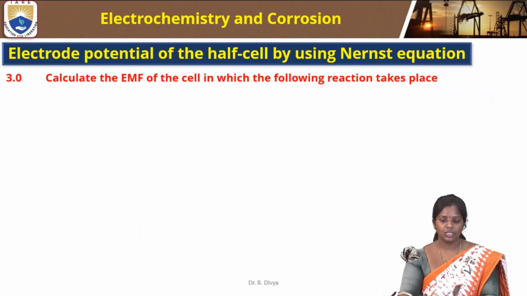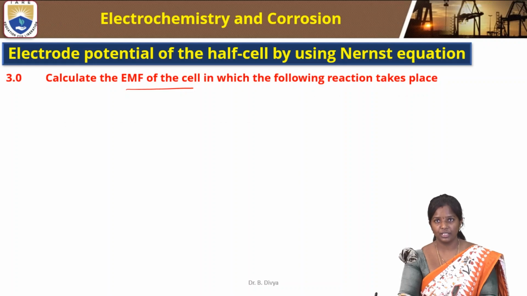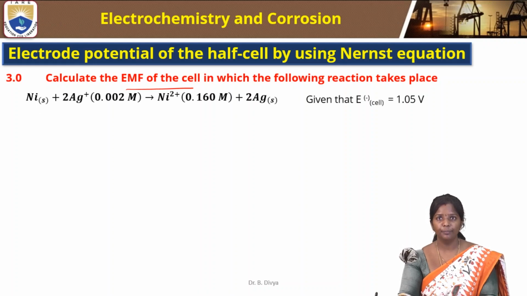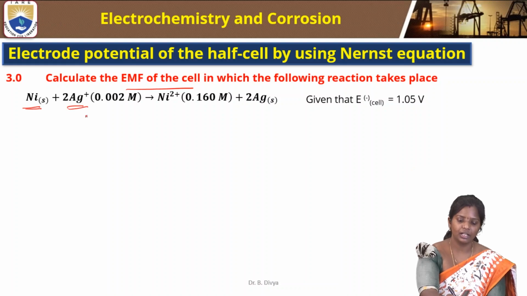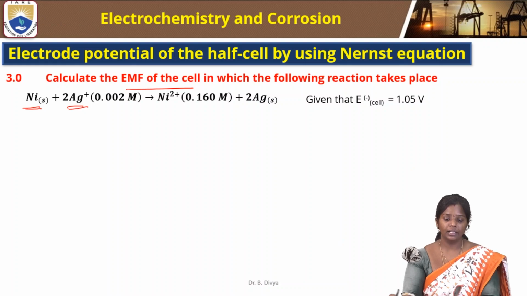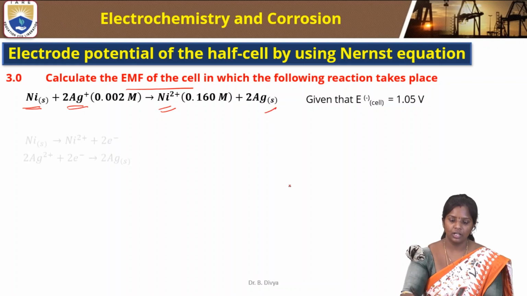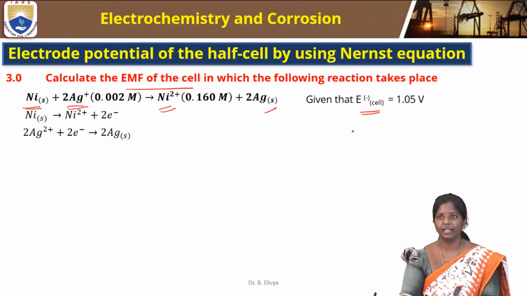So next, calculate the EMF of the cell in which the following reaction takes place. What is the reaction going on here? Nickel and silver electrodes, so a nickel-silver cell. Here nickel is solid, dipped in silver ions, with silver ions having a molarity of 0.002 molar, and that is converting to nickel 2+ ions. So oxidation is taking place at the nickel and reduction is taking place for the silver ions. Silver is depositing. They have also given the E cell, that is 1.05 volt.